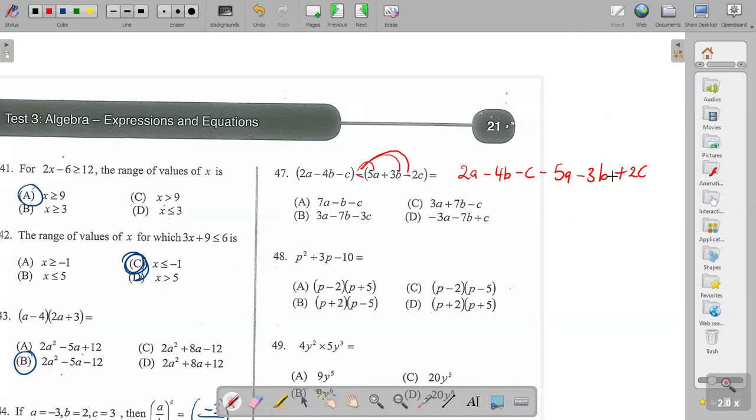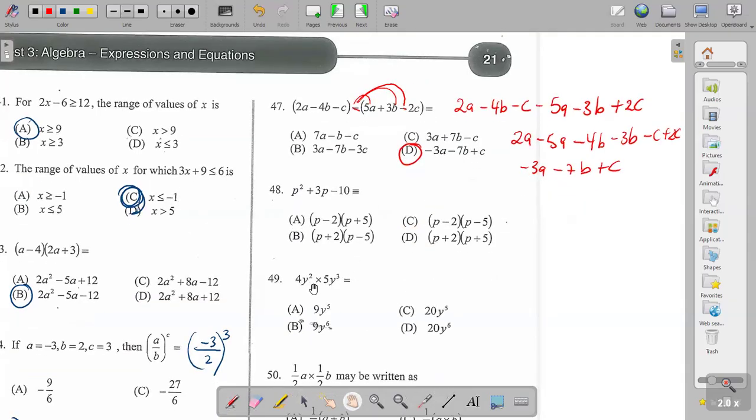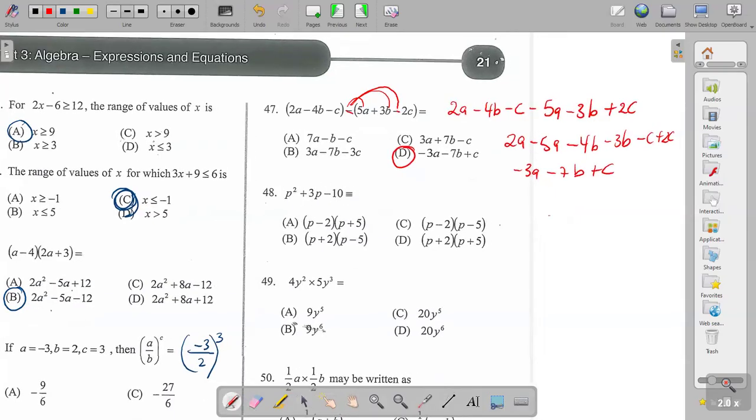Now that we have this, we rearrange or we group 2a minus 5a, minus 4b minus 3b, minus c plus 2c. So this will give me negative 3a, negative 7b, plus c. So I think the answer here is D. Then we have to factorize. So 1 times negative 10 is negative 10. What are the factors of negative 10? That could give me positive 3, 2, and 5. So which one is going to be bigger? 5 is going to be bigger because it's positive, so it's going to be negative 2.